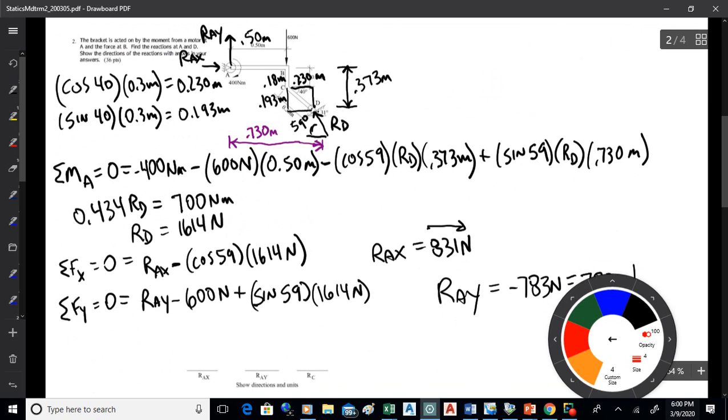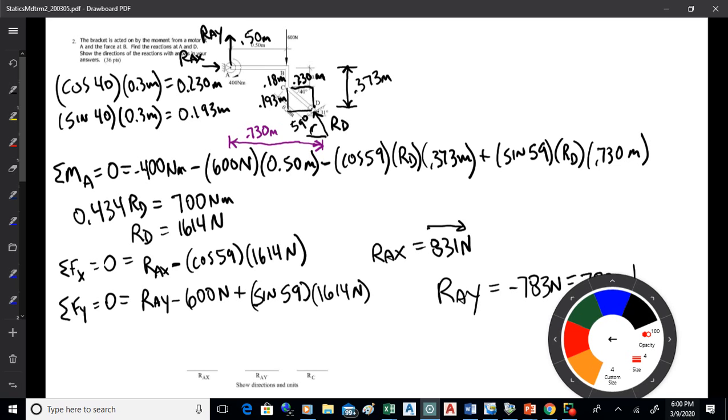Okay, the next one here, we've got an equilibrium problem. We're going to have a motor that's turning this bracket against the ramp. We also have a force there at the end of that 0.5 meter part of the armature. All right, so what we're going to do here, we've got a pin joint at A, a ramp at D. We get a free body diagram there with RAX and RAY at A, and RD, which is at 90 minus the ramp angle, 59 degrees.